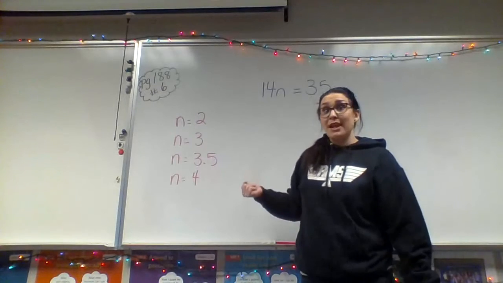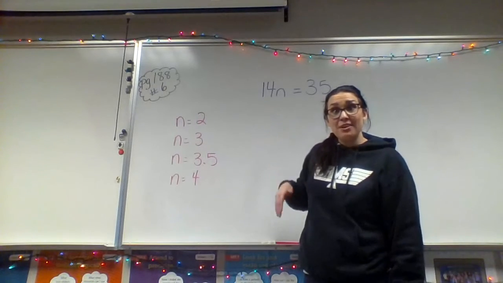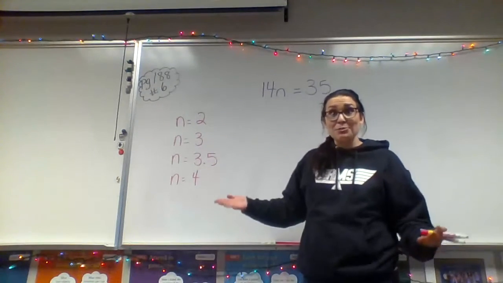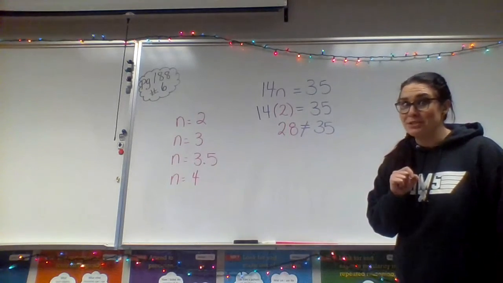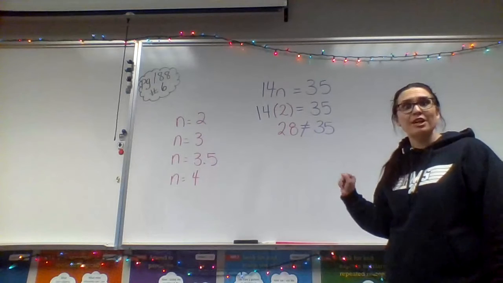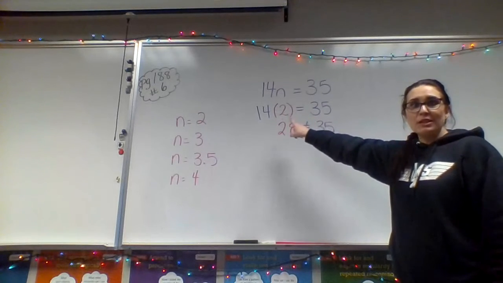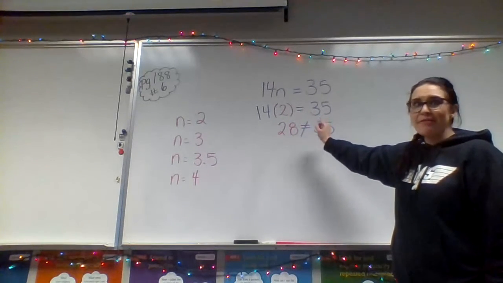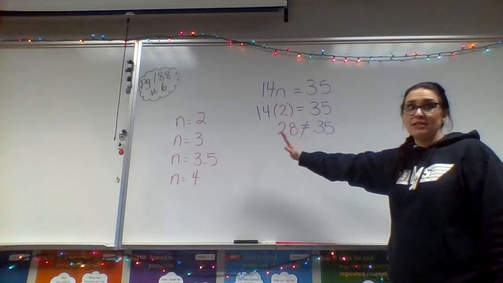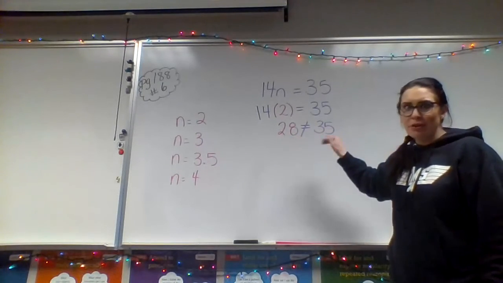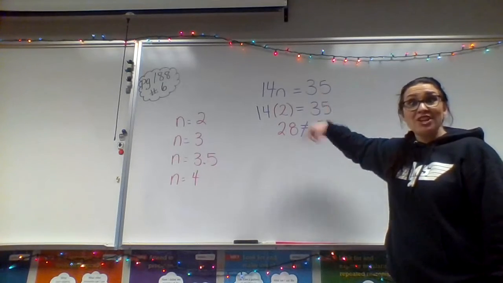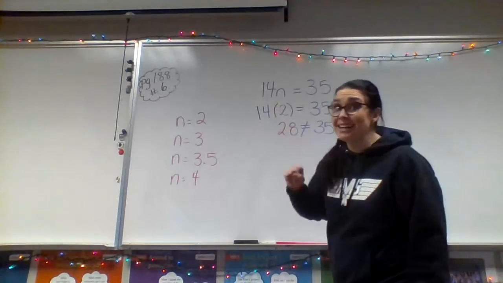So now, my friends, we're just going to start plugging in our values and see if any of these are actual solutions to that equation. Make that first substitution with a possible solution. Number 2, we have 14 times 2. Does that equal 35? It does not, unfortunately, my friends. 14 times 2 equals 28. And you know, 28, 35, not the same. Therefore, they are not equal. So 2 is not a solution.